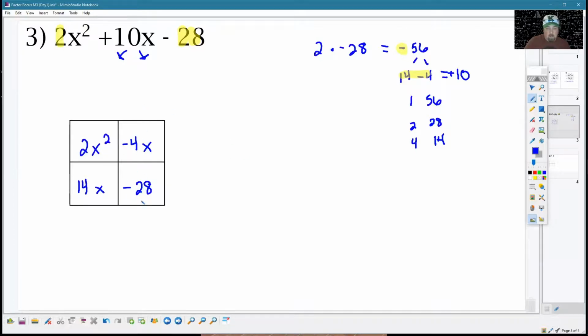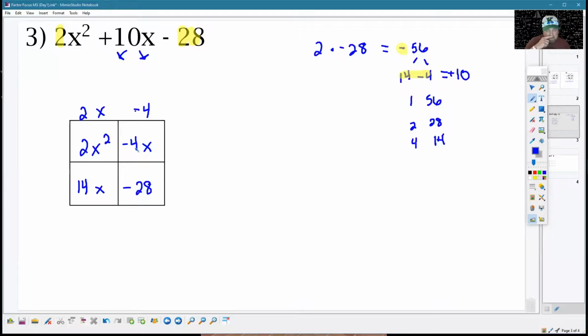So -4 and -28 have a -4 in common. Then we're going to work here. We have the x with these, and 2 and 14 have a 2 in common. Now we factor this way, 2 and 4.